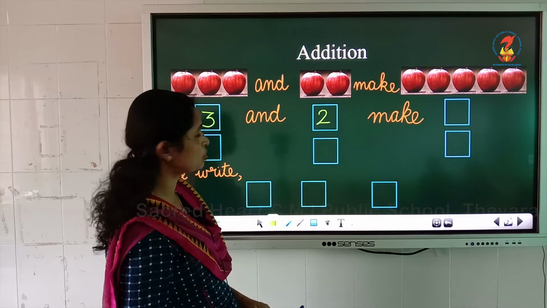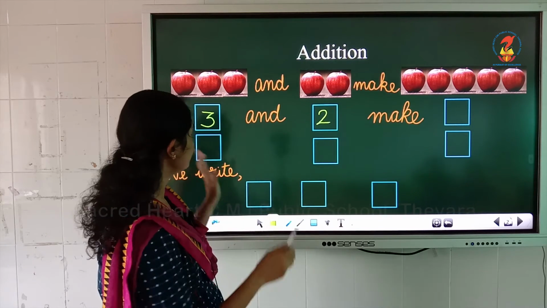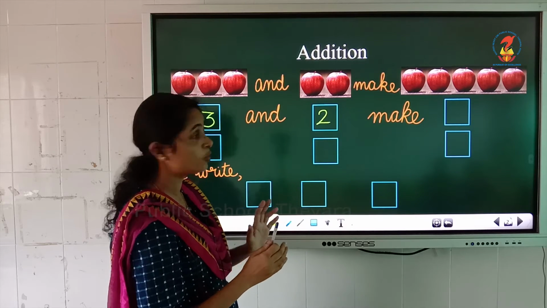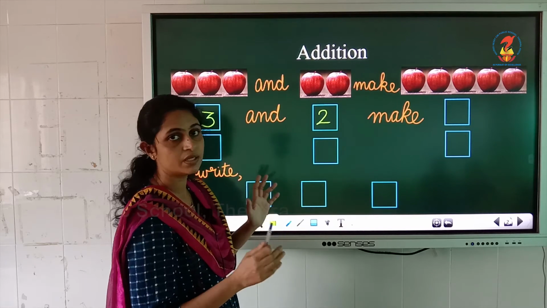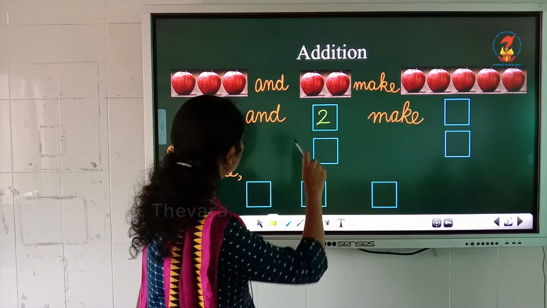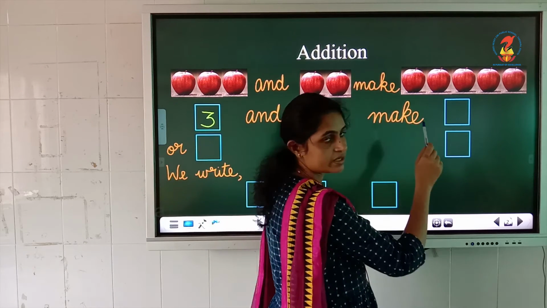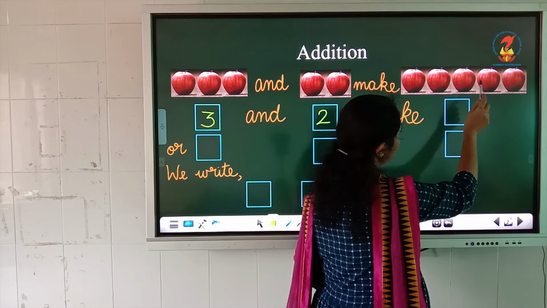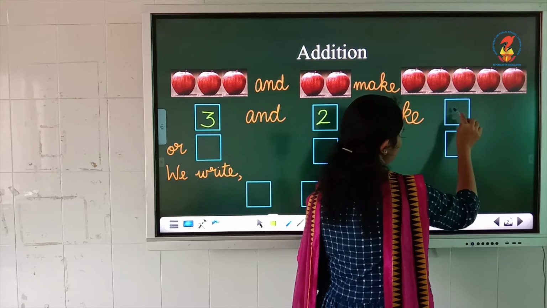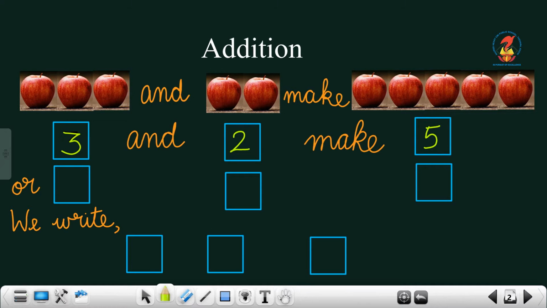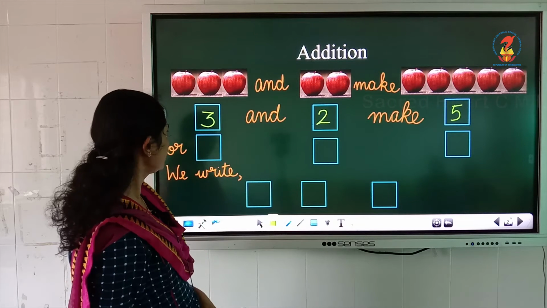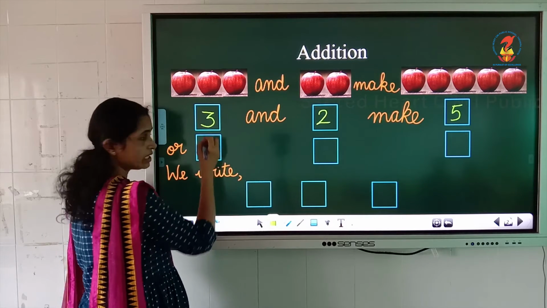Now, what we are going to do is, we are going to take these 3 apples and 2 apples together. We are going to put 3 apples and 2 apples together. So, the picture is given here. We can start counting 1, 2, 3, 4, 5. Children, when we put the 3 apples and 2 apples together, we got the number 5. That is 5 apples.